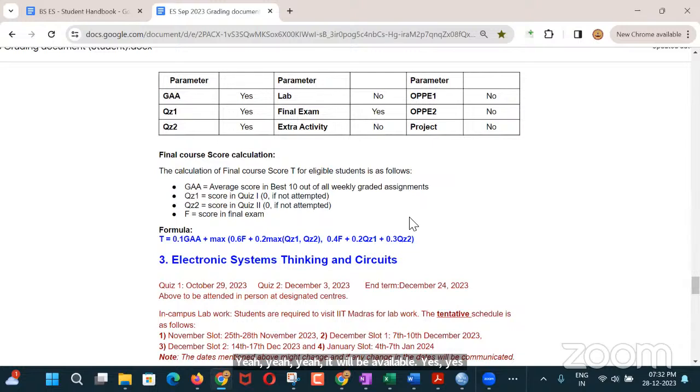And if I have to repeat that particular subject, then I have to take it during course registration? Yes. During course registration, you will have to register for the course if you are repeating the entire course.